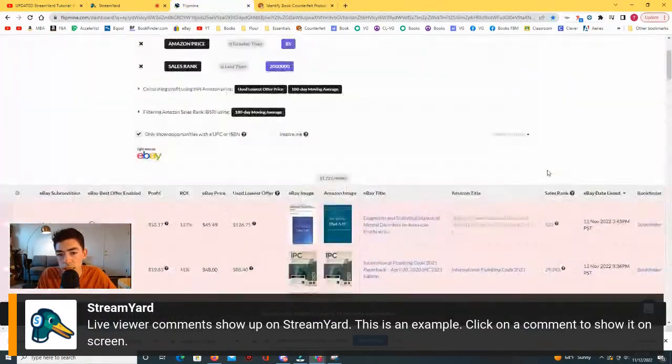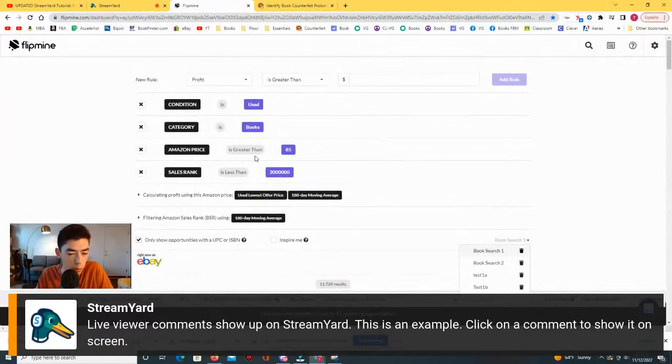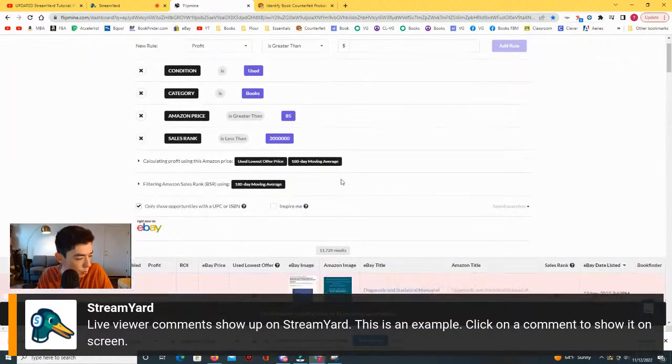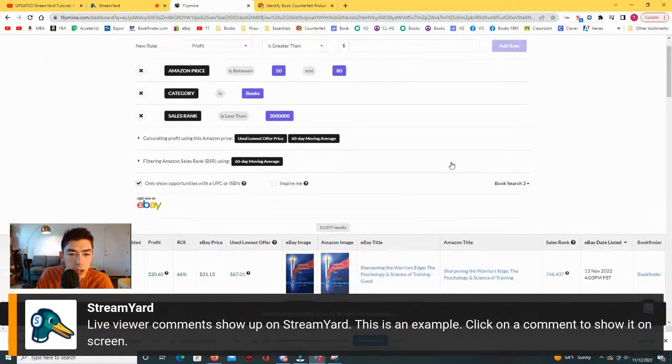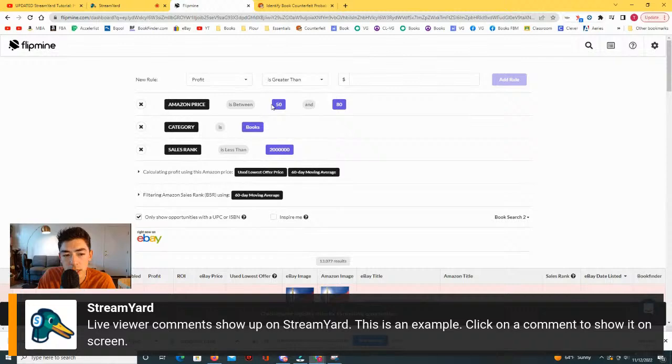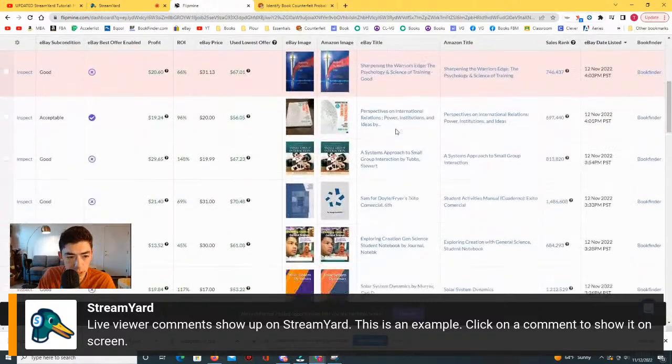But I have some other filters, like I have a book search 1, so this was what I was using. Amazon price greater than 85, sales rank less than 2 million. And then I also have a book search 2 over here. And the book search 2 is just to look at books that have an Amazon price between $50 and $80. Also have the same sales rank, so kind of similar.